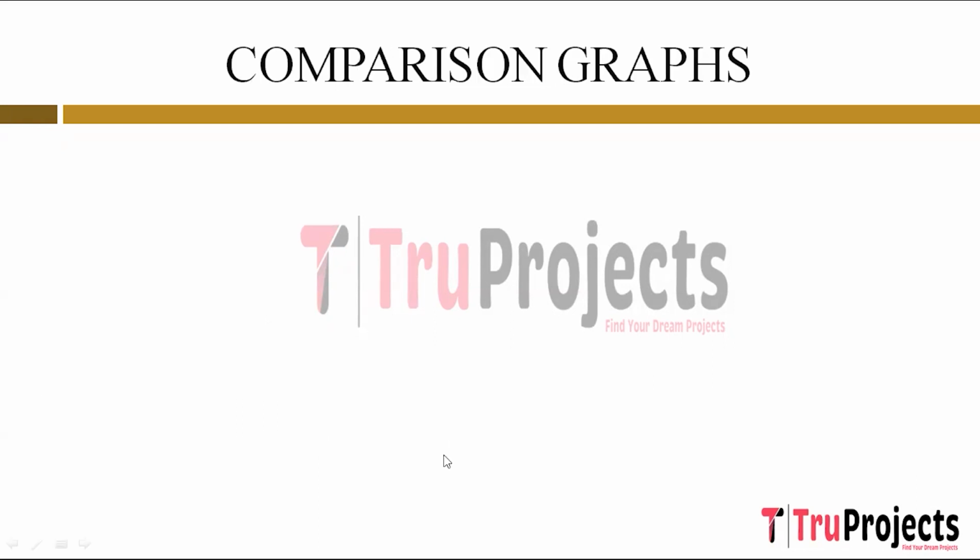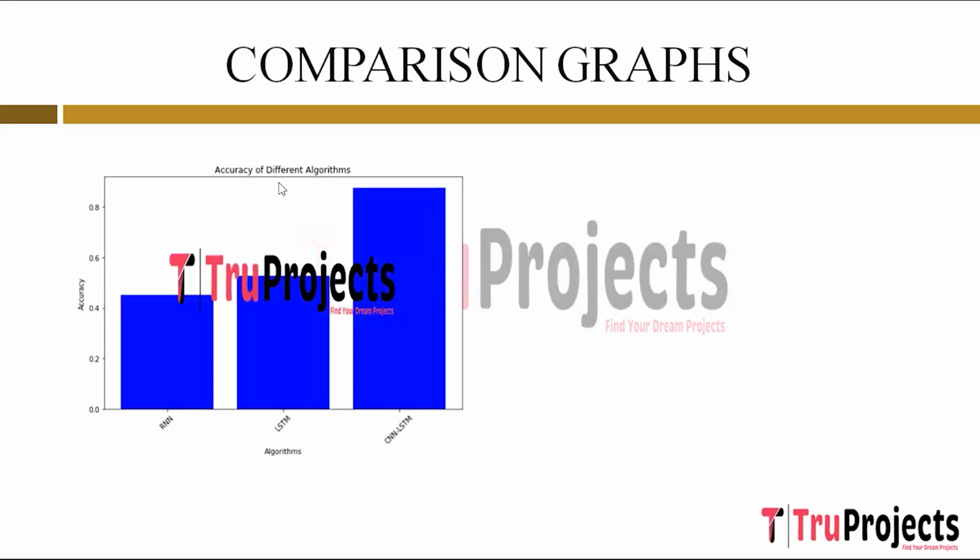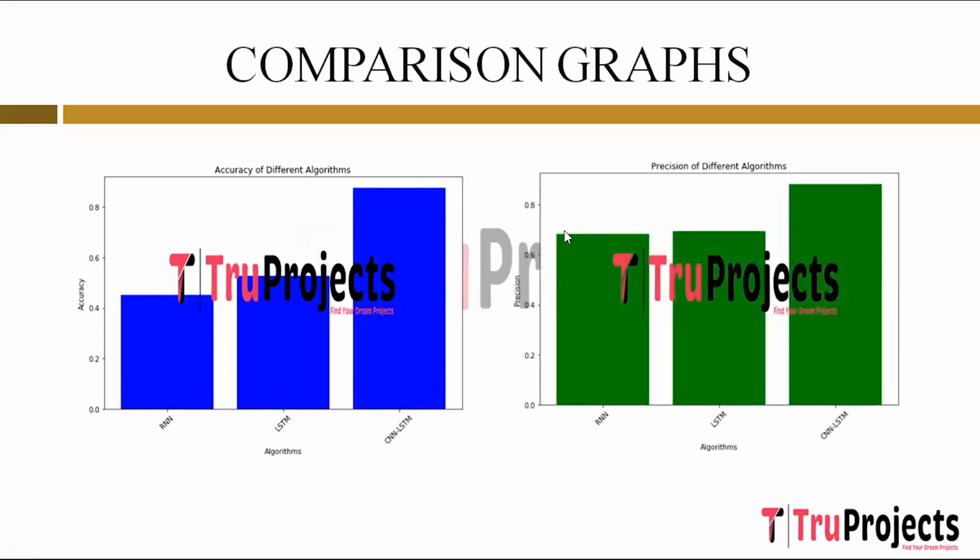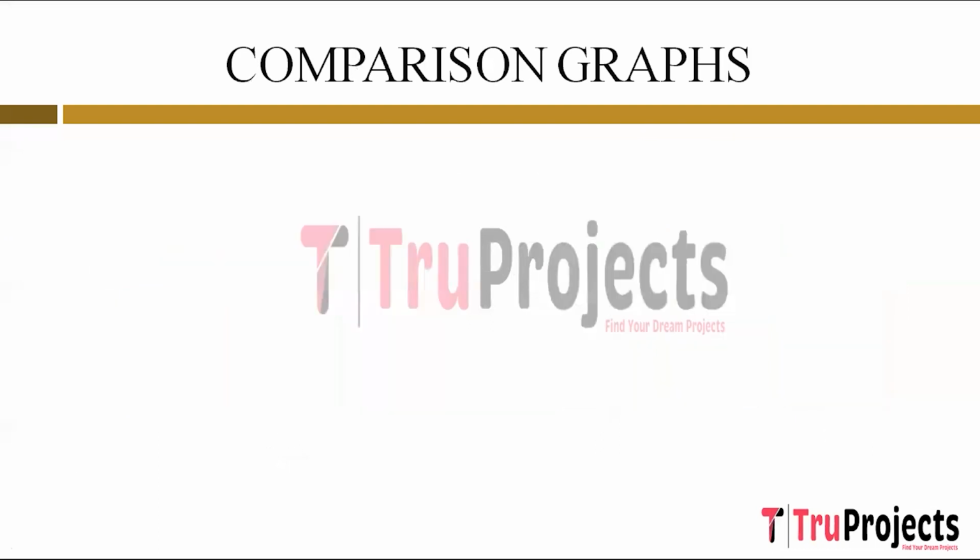Now we'll see the comparison graphs. So this is the bar graph comparing accuracy scores of different algorithms. In this graph on the x-axis, I have algorithm names and on the y-axis I have accuracy scores. Accuracy measures the overall correctness of predictions, showing the percentage of correctly classified instances. This is the precision scores comparison graph. In this graph on the x-axis, I have algorithm names and on the y-axis, I have precision scores. Precision measures the accuracy of positive predictions, indicating how many predicted positives were actually correct.